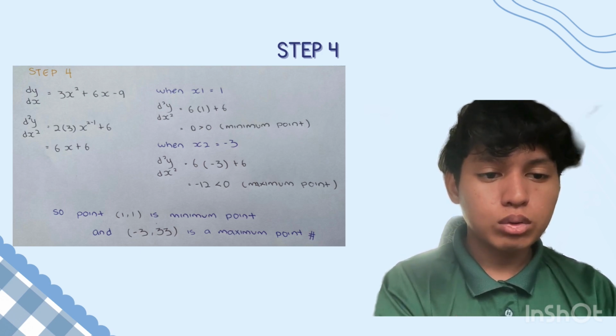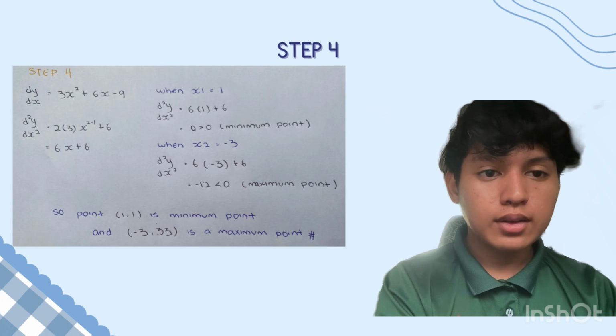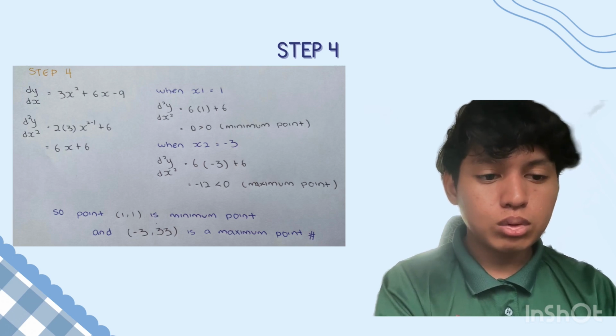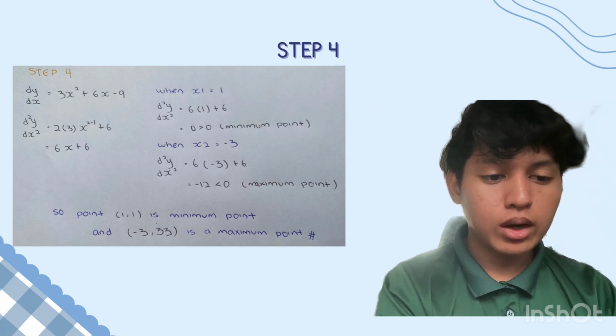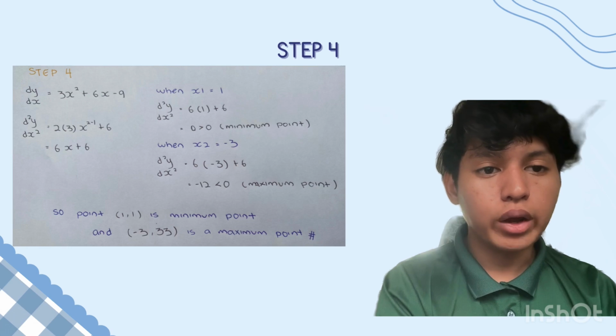When x2 equals negative 3, d2y/dx2 equals 6(negative 3) plus 6, equals negative 12, which is less than zero, so it is a maximum point. So the point (1, 1) is a minimum point, and (negative 3, 33) is a maximum point.